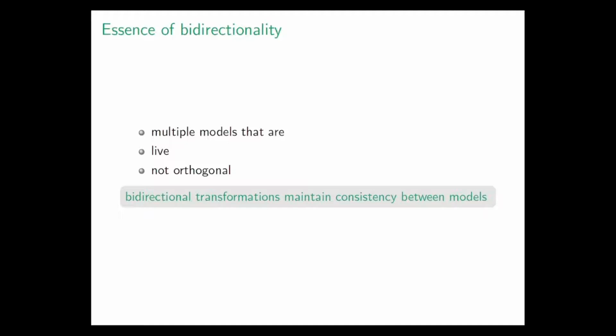So a bidirectional transformation is the means of maintaining consistency between models. I'm going to unpack this in a moment. And the essence of bidirectionality is that we have multiple models, multiple separated concerns in the way that we've been talking about, which are simultaneously live and yet not orthogonal. We'll unpack this in a moment.